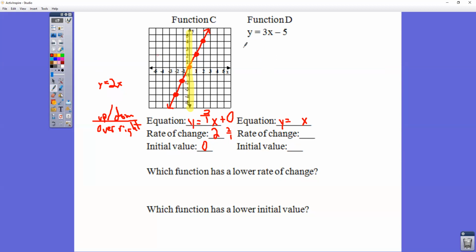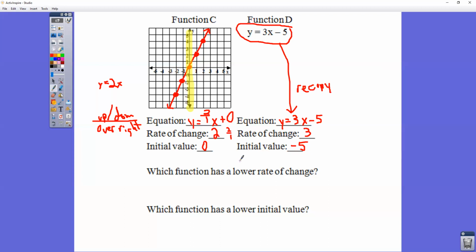When you have an equation, all that you have to do is recopy that equation. It's already in equation form for you. So all that you have to do is put the 3 in front of the x and your minus 5 after it. They sort of do the work for you. Your rate of change is the number that's in front of your x. So that's going to be 3. Your initial value is your plus or minus after the x. So that's going to be negative 5 because of the minus 5.